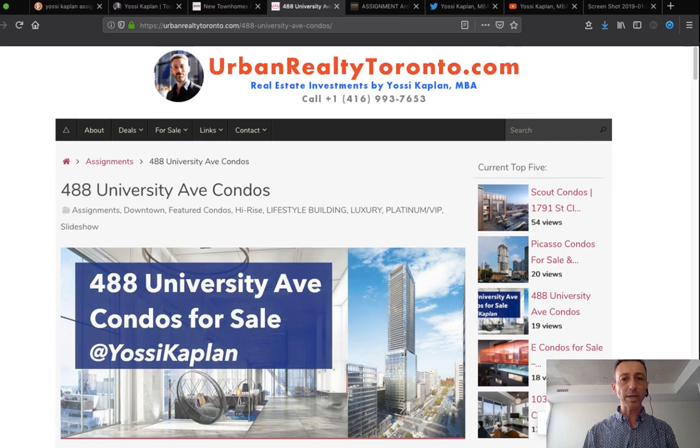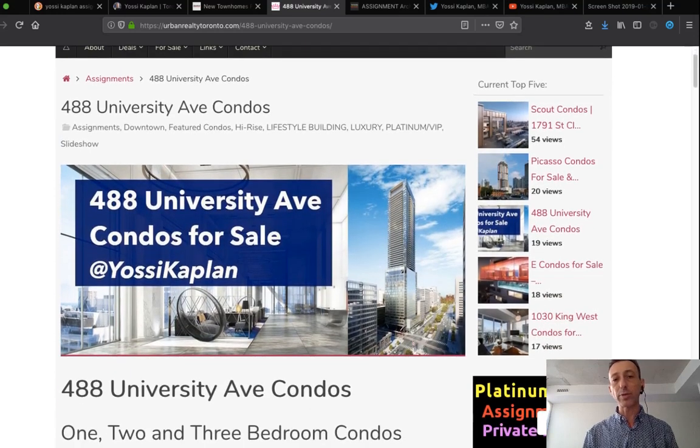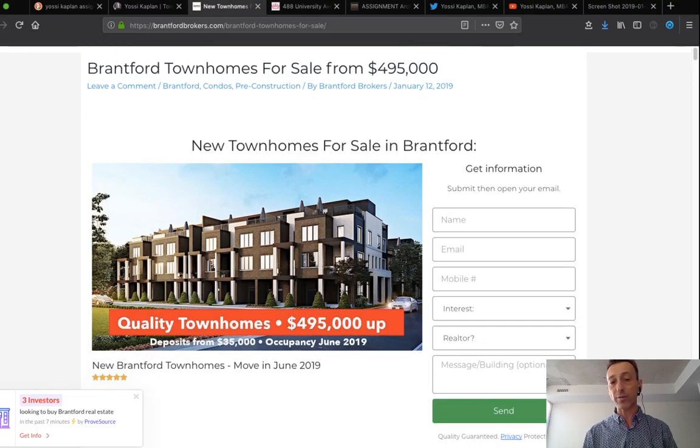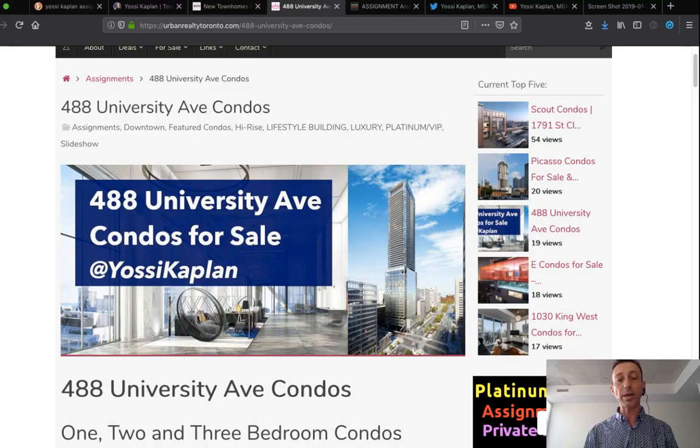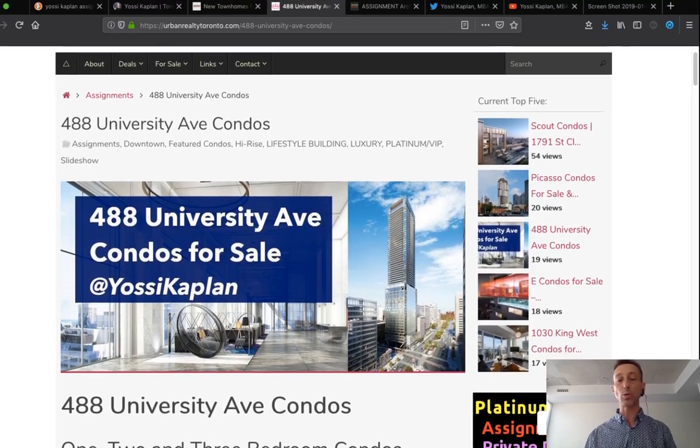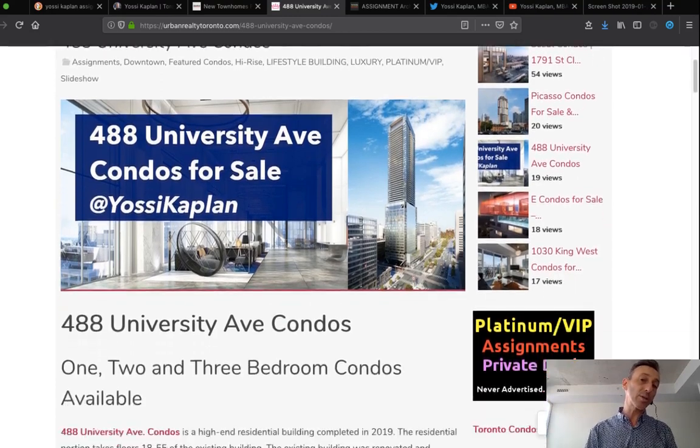So somebody buys a unit, say 488 University Avenue Condos, but it could really be anywhere, okay? It could be the townhomes in Brantford that we currently have for sale via assignment, and the time has come to sell them, they decide they do not want to close on the unit. Now, why wouldn't they want to close on the unit? Could have various reasons, okay?